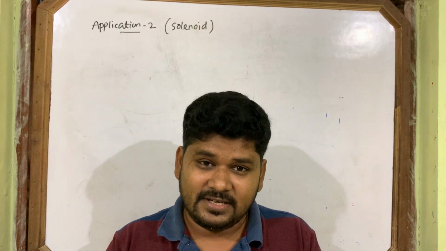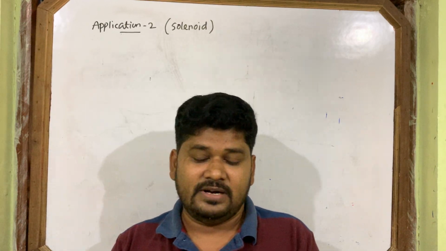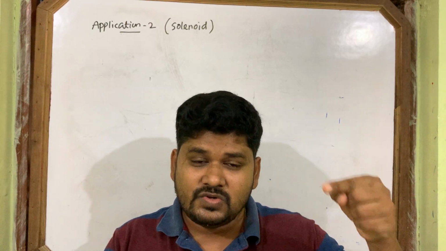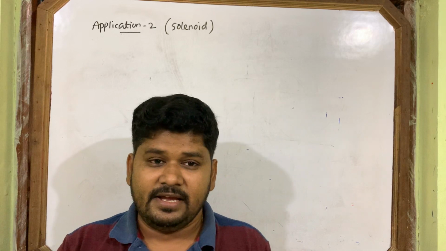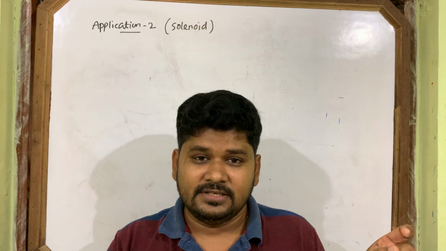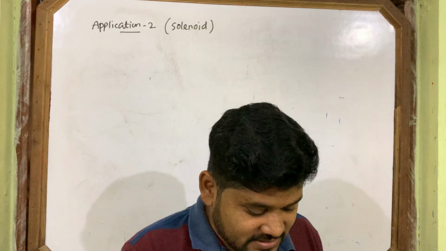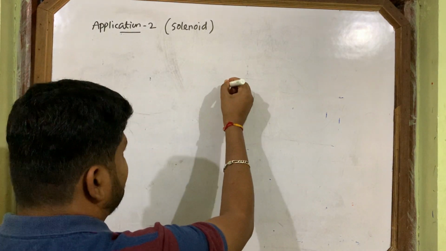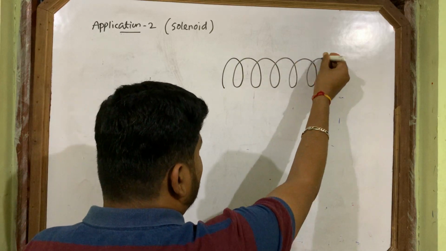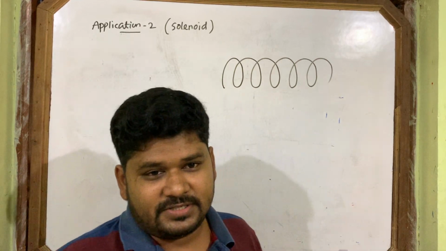But in a solenoid, the length is very large in comparison to its radius. What is the actual definition of a solenoid? A conductor wound in the form of a helix, where length is very large in comparison to radius, is called a solenoid. See, this is a solenoid, just looking like your spring.